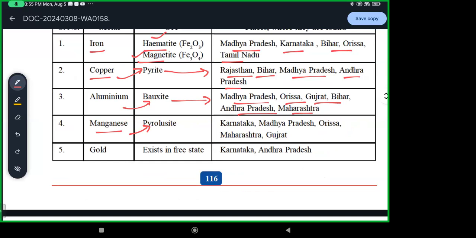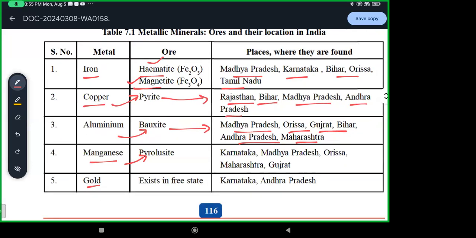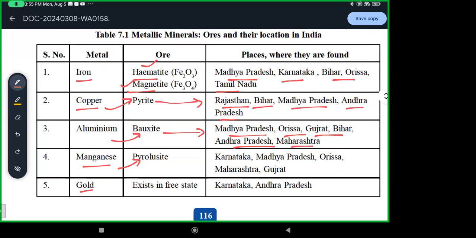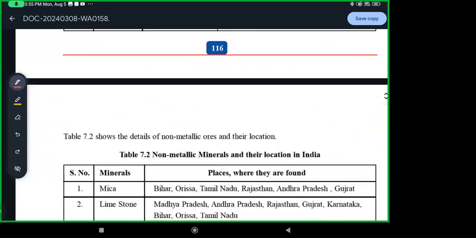Then gold. This exists in free state, which means there is no such ore for it. It doesn't come from an ore. You don't have to extract it from an ore. It is there in mines, but we refine it, process it. This is found in Karnataka, Andhra Pradesh, etc.